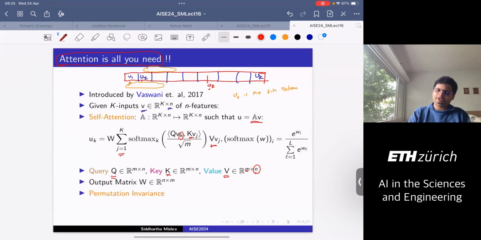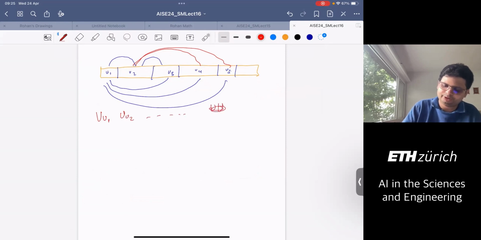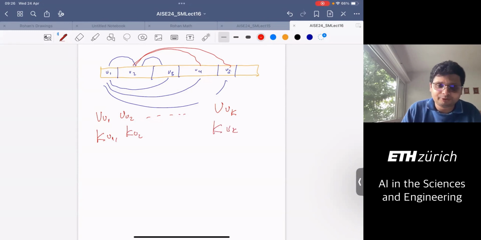So essentially what you do, again, coming back to the picture here, is that at all these points, I compute v of v1, v of v2, all the way to v of capital K. Similarly, I want to compute the keys here, k of v1, k of v2, k of capital Vk. But I also compute the queries. So q of v1, q of v2, and so on, q of vk.